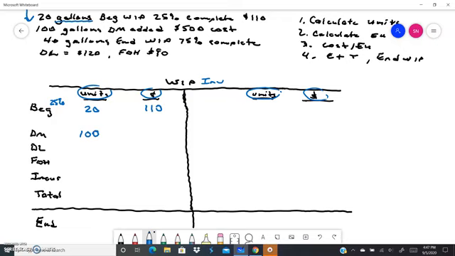And the cost of that is $500. It says we have 40 gallons of ending inventory, and it's 75% complete. We've also got direct labor of 120, and we've got factory overhead of 90. Okay, so that's all we have.